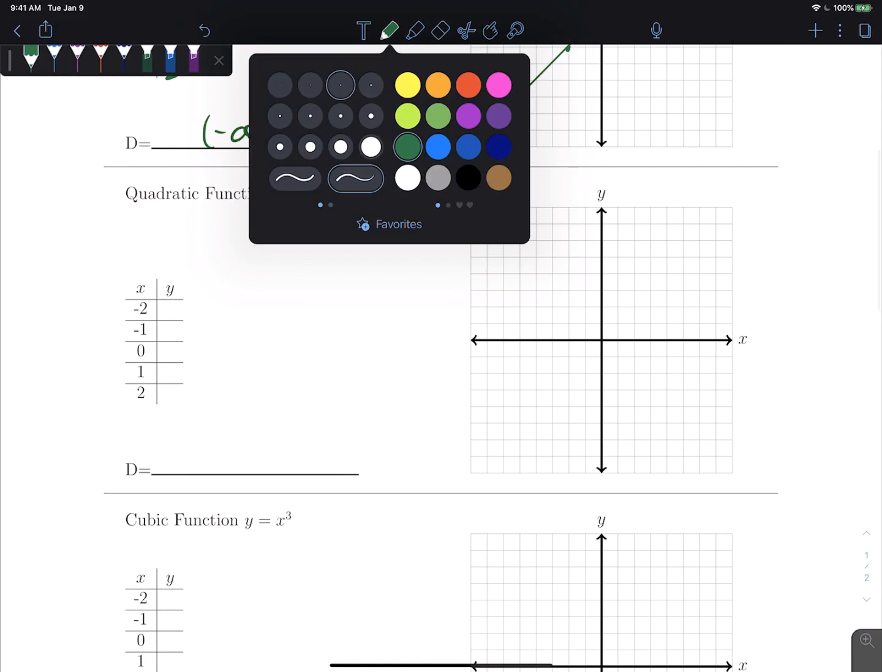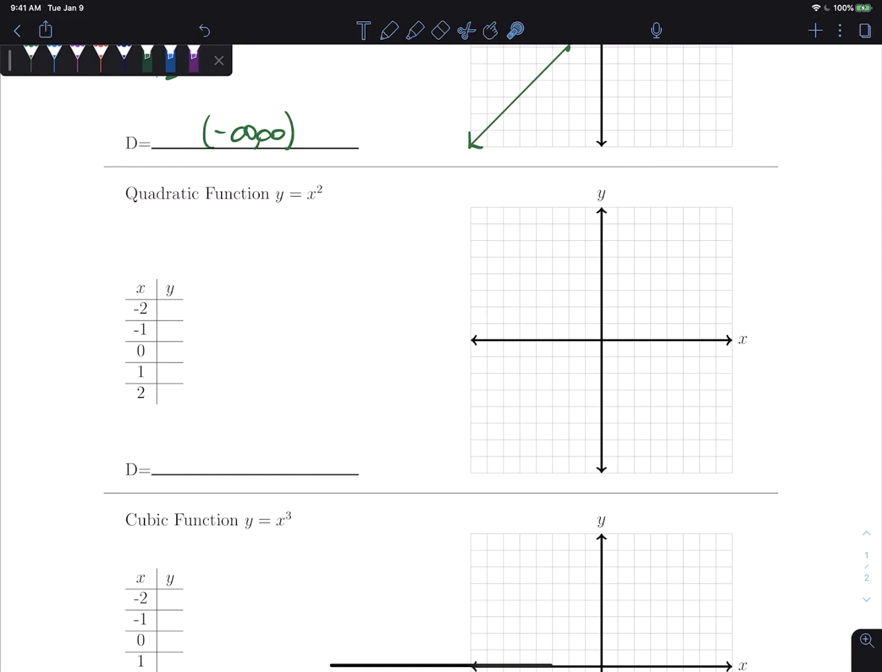Next, let's look at the quadratic function. The quadratic function is y equals x squared. And if you plug in the x, you get -2 in parentheses squared. But notice that that -2 is -2 times -2, which gives us a positive 4. Plugging in the -1, we get -1 squared, which means -1 times -1, which gives us 1. Plug in the 0, 0 squared is 0. Plug in the 1, 1 squared is 1. Plug in the 2, 2 squared is 4.